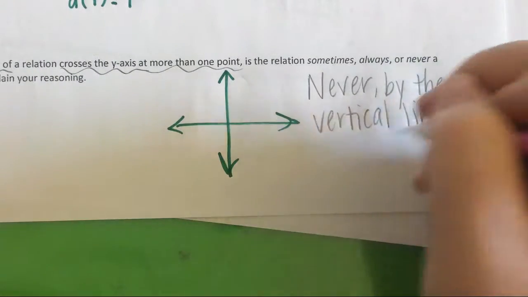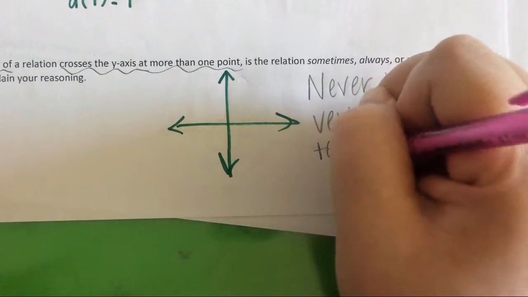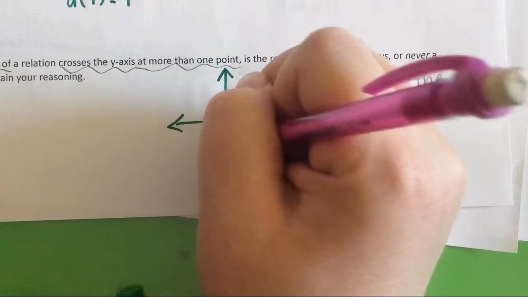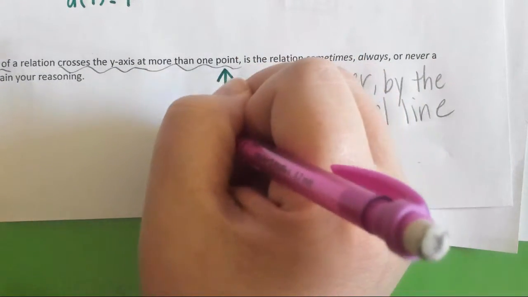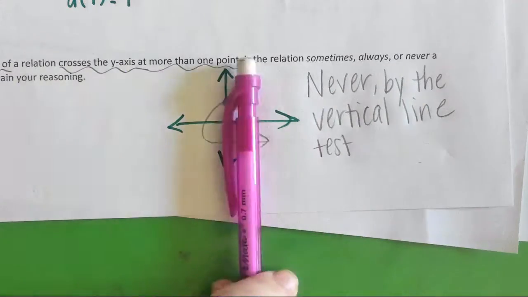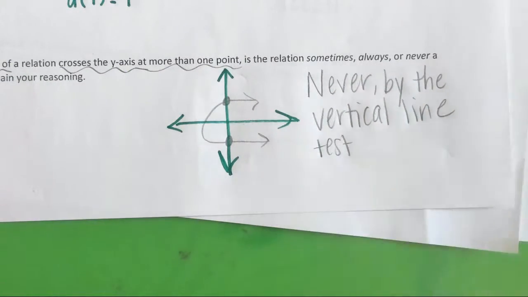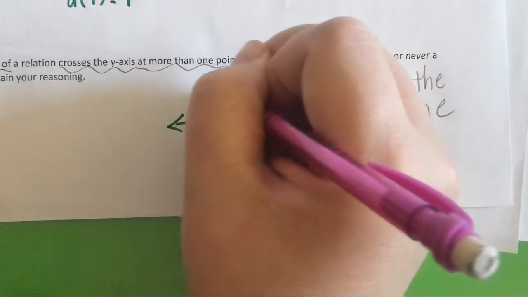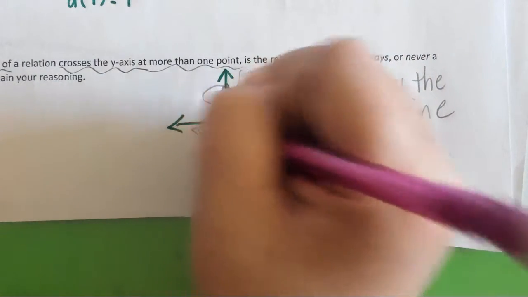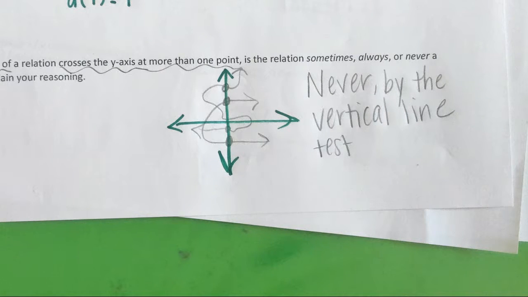Okay, it's never because of the vertical line test, and some people call it the pencil test. If there are 2 points on the y-axis and the graph is going through both, then technically that graph is failing the vertical line test. And we don't even know that our graph is that pretty. It could be ugly. But regardless, it fails the vertical line test.